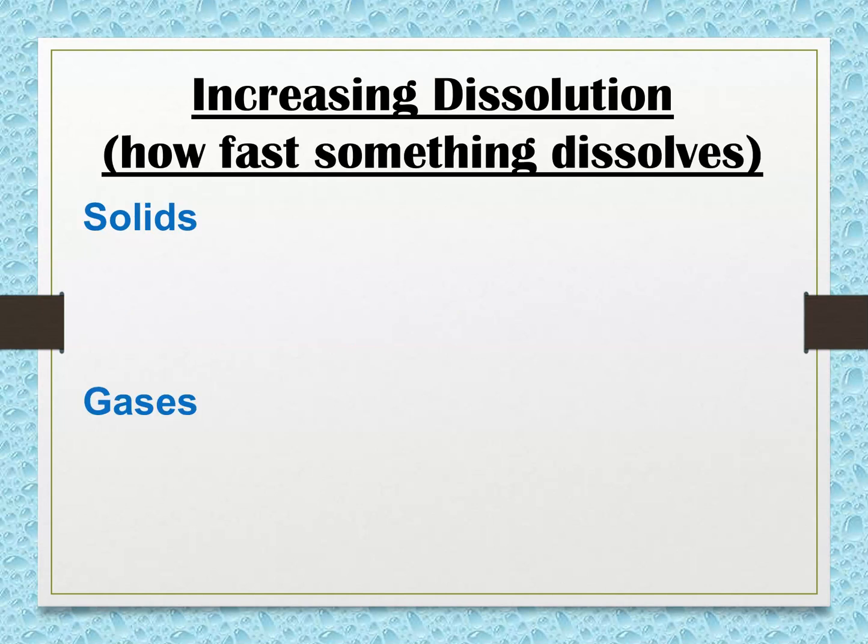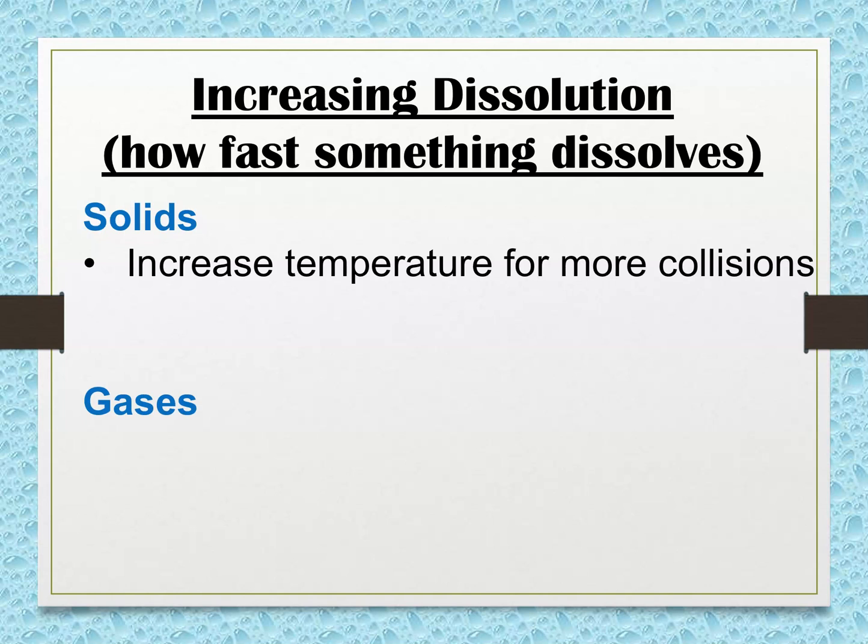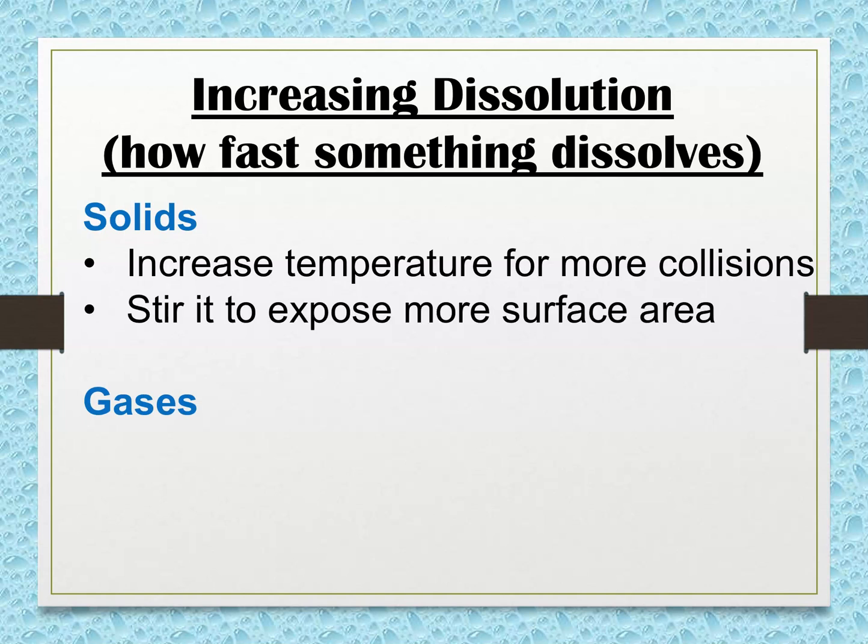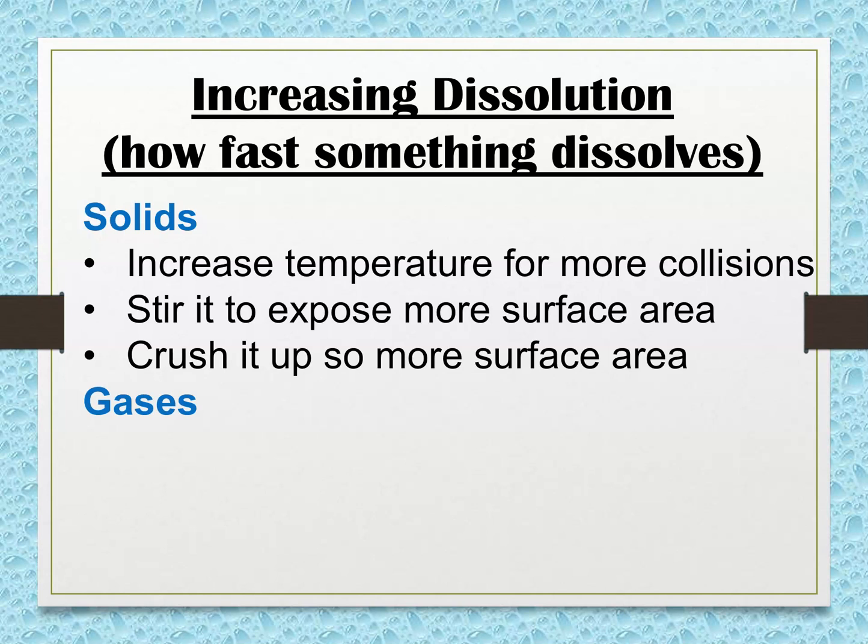Alrighty then. So, increasing dissolution, or how fast something dissolves. Solids, we know, will increase their dissolving when you increase temperature: more collisions, more is going on. Stir it to expose more surface area. Put it in a blender, stir with a fork or a spoon. Same idea. It gets more things moving around. Crush it up to create more surface area. Granulated sugar versus a sugar cube: granulated will dissolve faster.